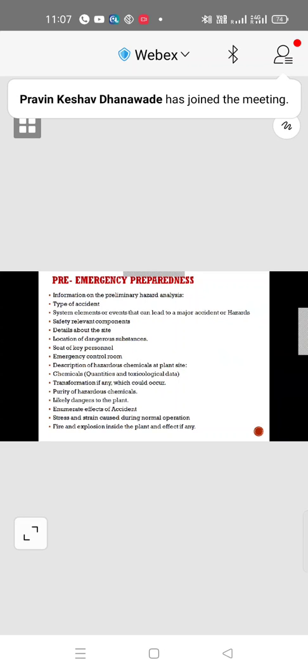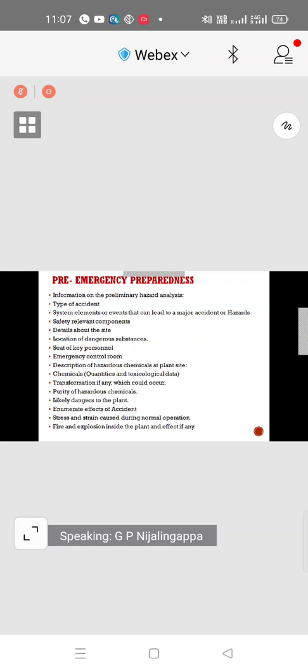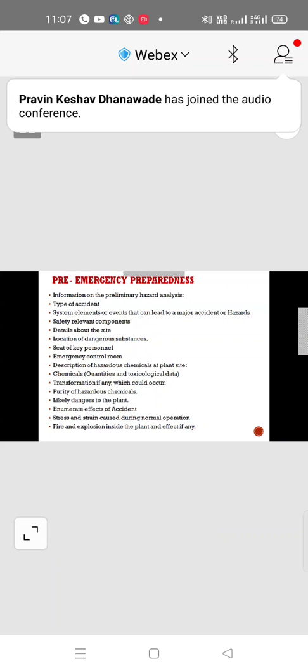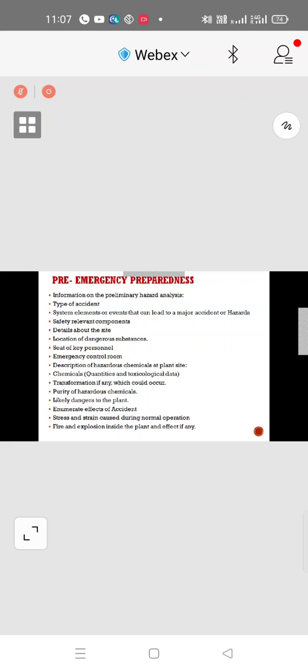So chemicals, quantity, toxicological data, transformation. Some by chance, some due to reactions within the chamber, something may get transformed. So the reaction kinetics also have to be observed. Purity of hazardous chemicals: how much percentage of purity it is. Likely dangers to the plant. Enumerate effects of accident: what and all after-effects of an accident it may be. Those things also have to be considered.